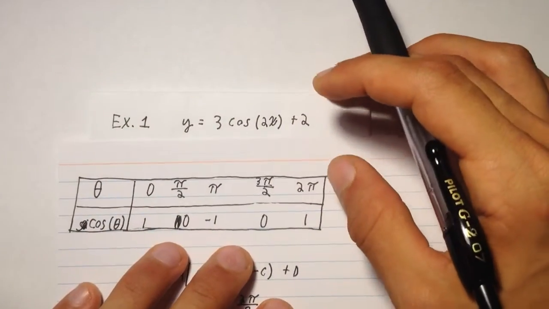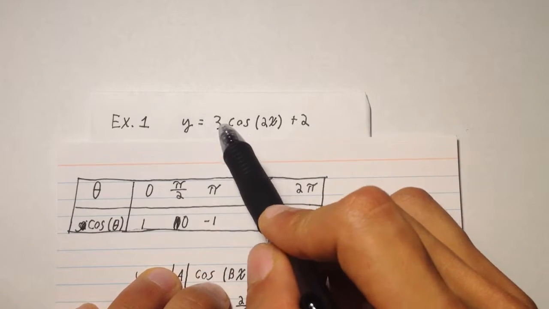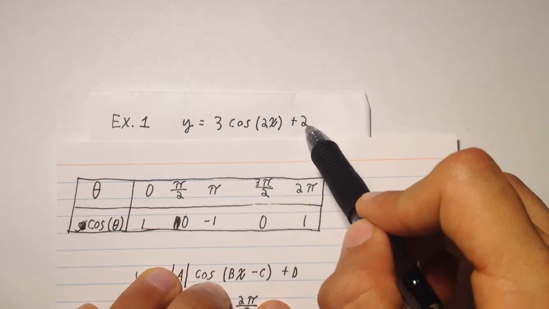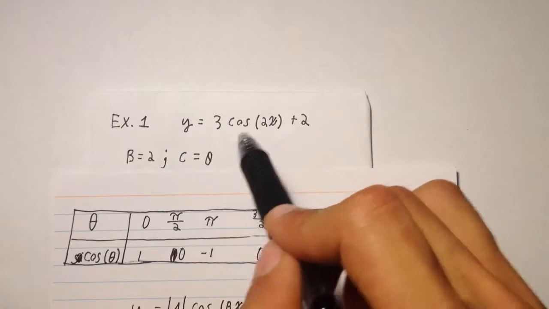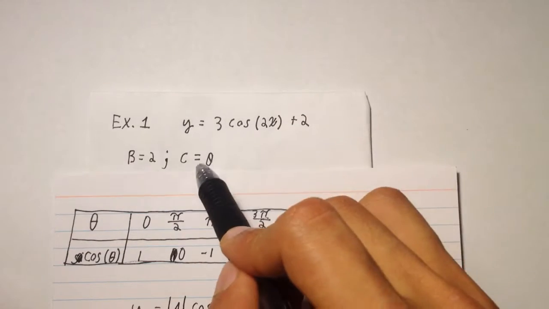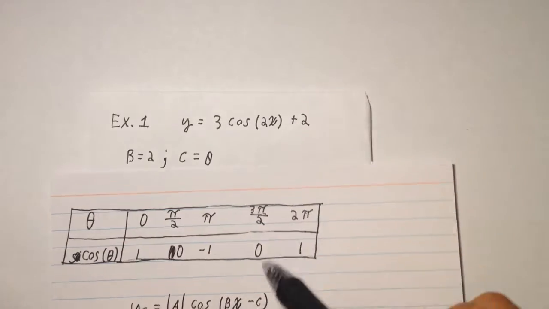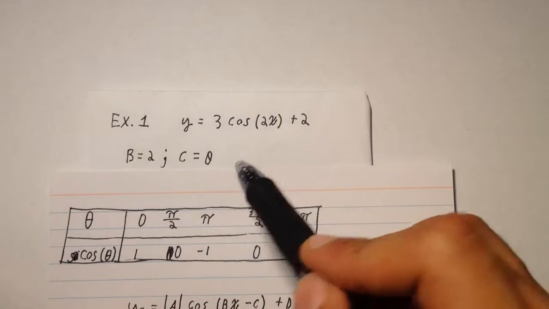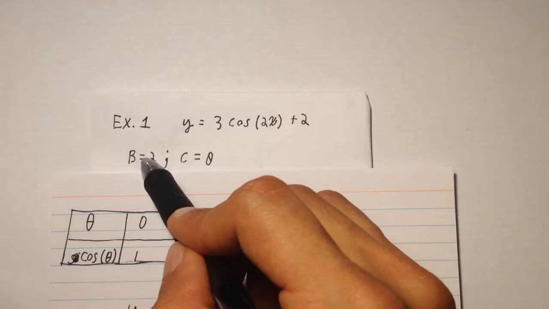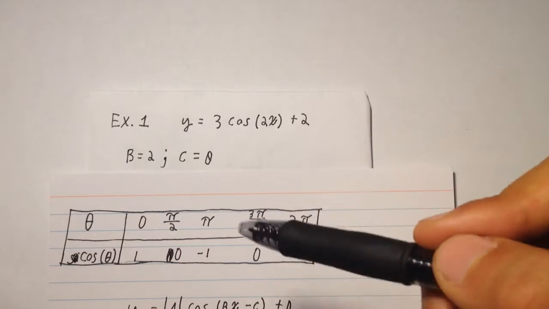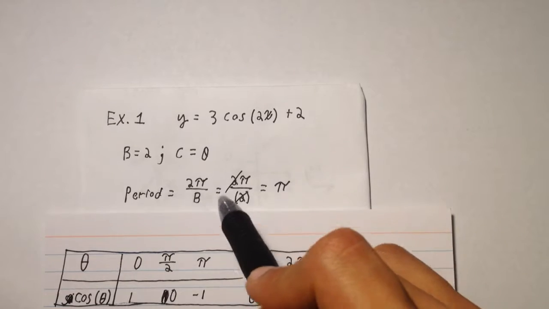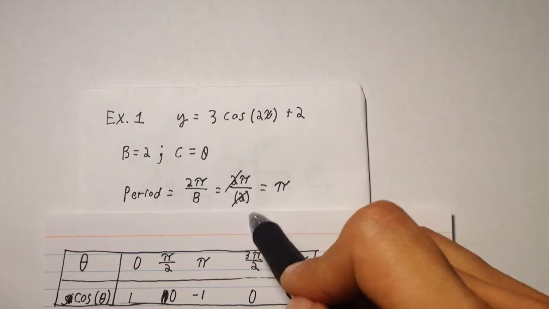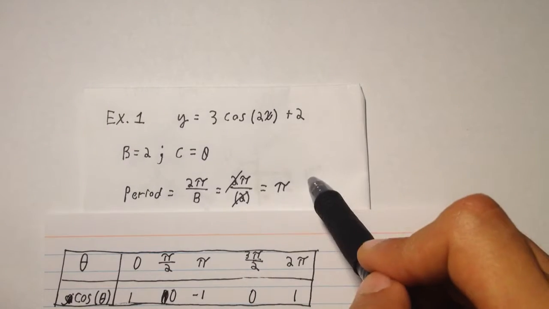So here I have the function y is equal to 3 cosine 2x plus 2. The first thing I'm going to do is look at my b and c values. B is 2 because that's what's in front of the x, and c is 0 because there's nothing attached here, right? So my phase change is 0 because 0 divided by 2 is still 0, but my new period, on the other hand, is 2 pi over 2, and I get just pi.